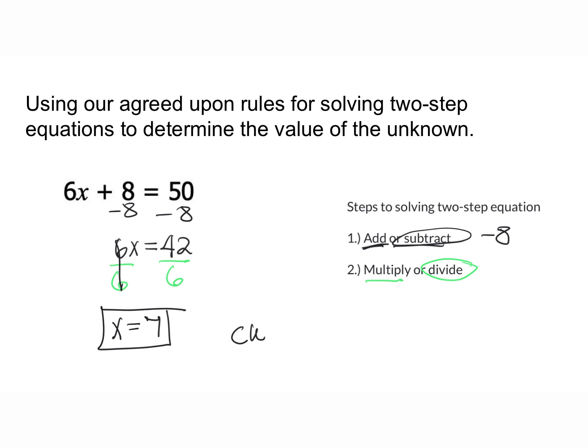So if we were to check this, 6 times 7 is 42. And then 42 plus 8 is 50. And that's the same as this here. So we know we did this right. So we're going to use these same steps to solve on the next problem.